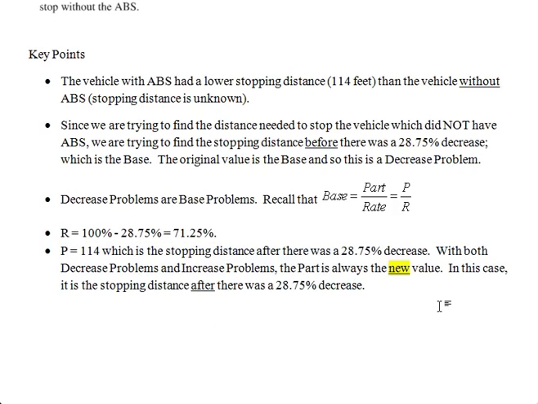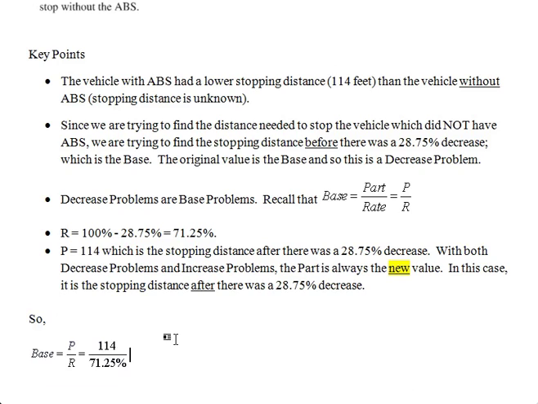The part is 114 feet, which is the stopping distance after there was a 28.75% decrease. Keep in mind that the 114 feet was the stopping distance for the car which had the ABS system. So as a result, it was actually lower than the stopping distance of the car that did not have the ABS. So keep in mind that with both increase problems and decrease problems, the part is always the new value. In this case, it is the stopping distance after there was a 28.75% decrease.